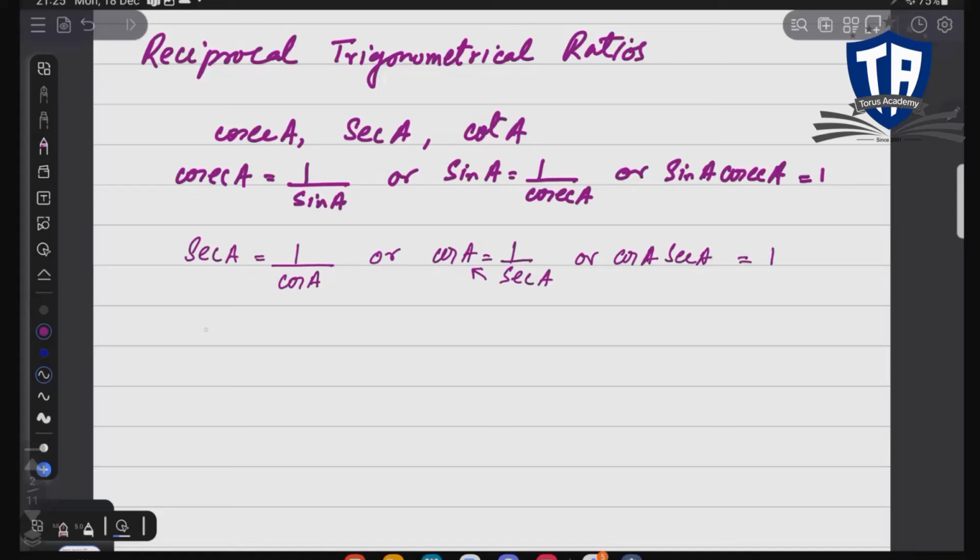it is equal to 1. Likewise, cot of an angle A is equal to 1 over tan of an angle A, or tan of an angle A is equal to 1 over cot of an angle A. And if we multiply on the other side, then we'll get tan of an angle A times cot of an angle A, and the answer is equal to 1.